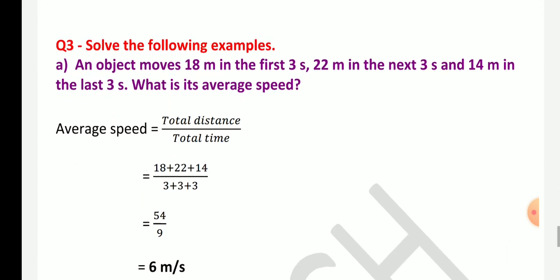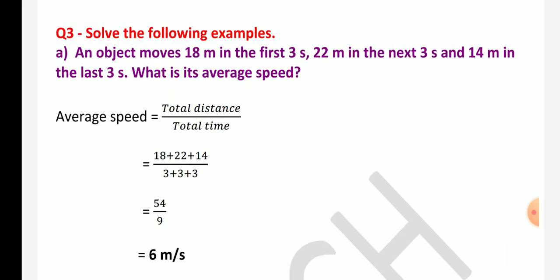Now, these are some numericals which you need to practice. First one, an object moves 18 meters in the first 3 seconds, 22 meters in the next 3 seconds, and 14 meters in the last 3 seconds. What is its average speed? Very simple, children. What is the formula? Average speed is equals to total distance upon total time.